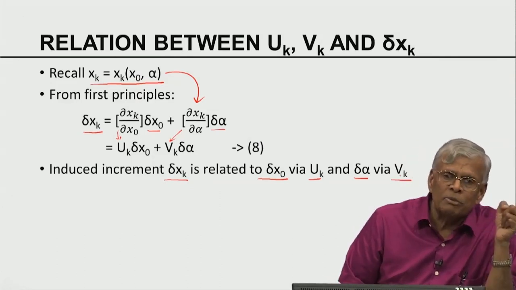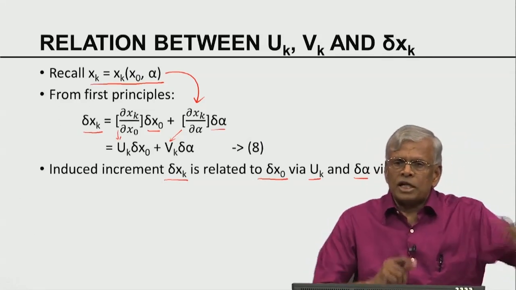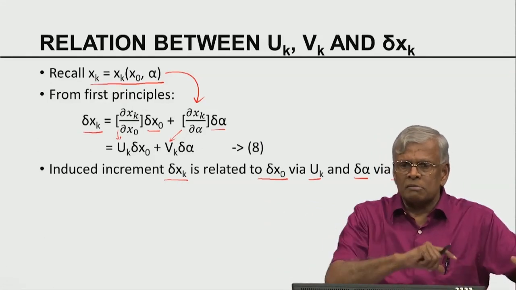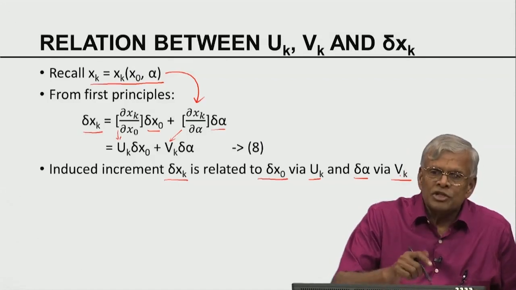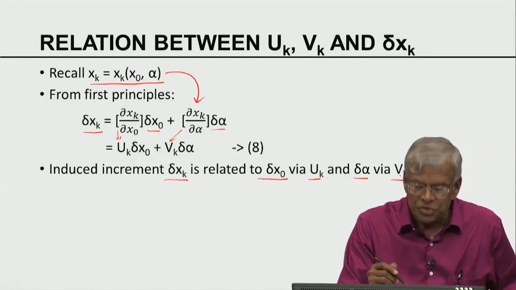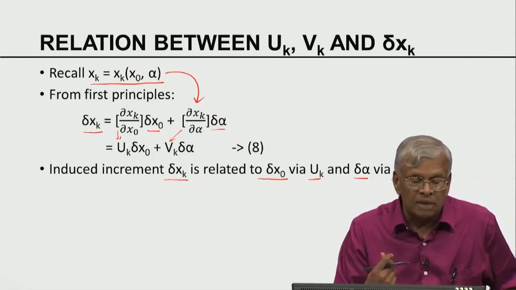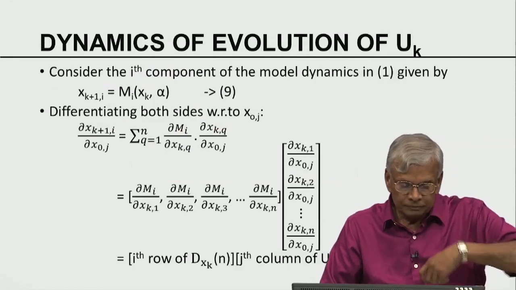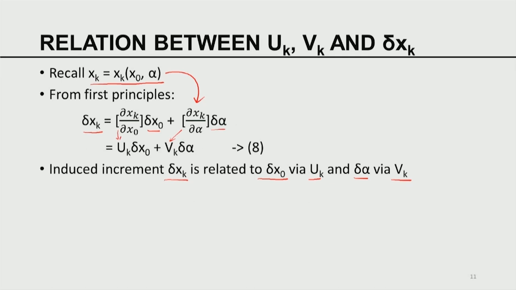Please understand, I need to be able to change the control. Changing the control means it will change the solution. So, everything must be related to time 0. So, this is how we relate the change in the state at time k to the change in the state at time 0 and the change in the parameter at time 0. So, now we have achieved one of the things that we need, to be able to relate delta xk, delta x naught and delta alpha.